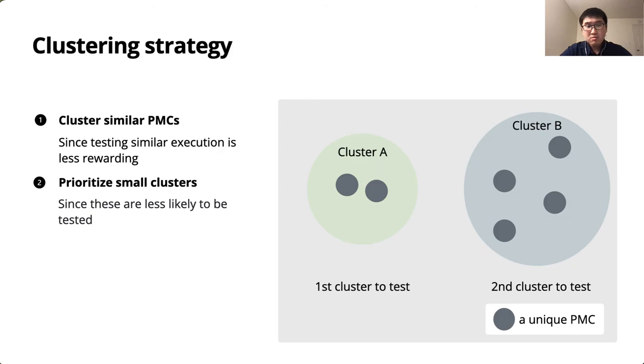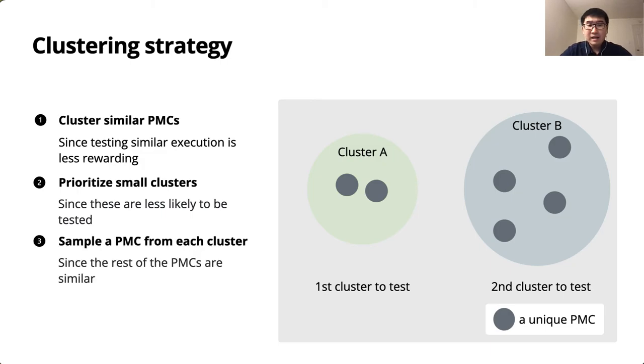Second, Snowboard prioritizes smaller clusters, which are less likely to be tested naturally, so smaller clusters are more likely to trigger unexplored cases. Finally, Snowboard samples one PMC from each cluster. Since PMCs in the same cluster should be similar, testing one of them is already sufficient.